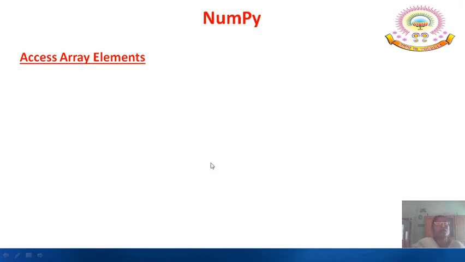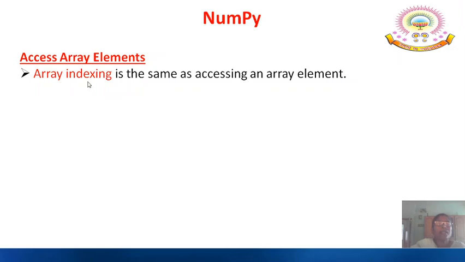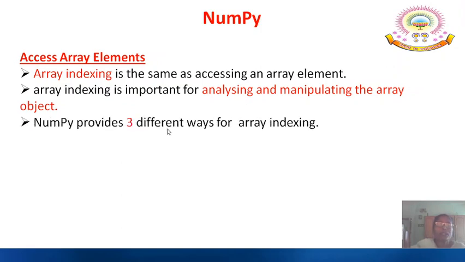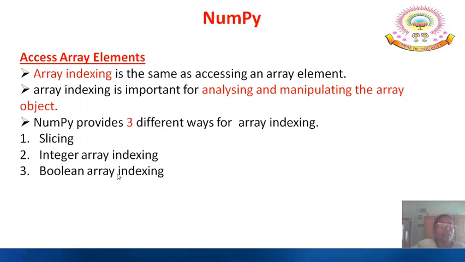So now we will learn how to access array elements. Array indexing is the same as accessing an array element. Array indexing is important for analyzing and manipulating the array objects. NumPy provides three different ways for array indexing. The first one is slicing, the second one is integer array indexing, and the third one is Boolean array indexing.